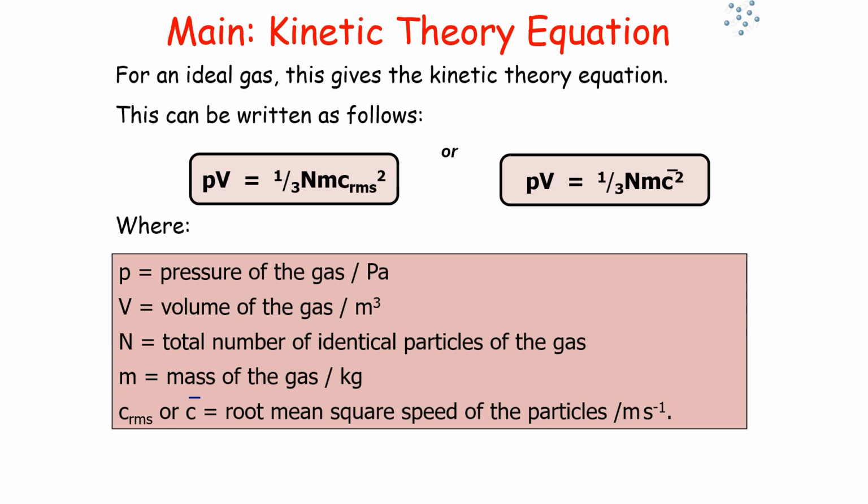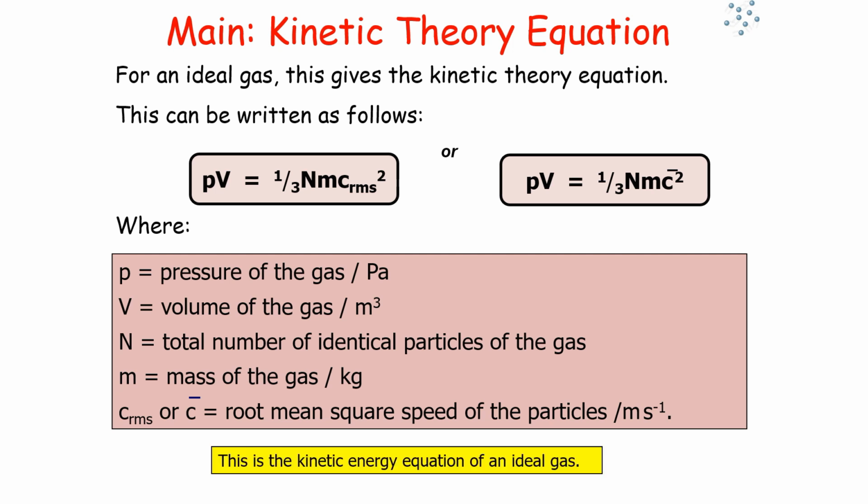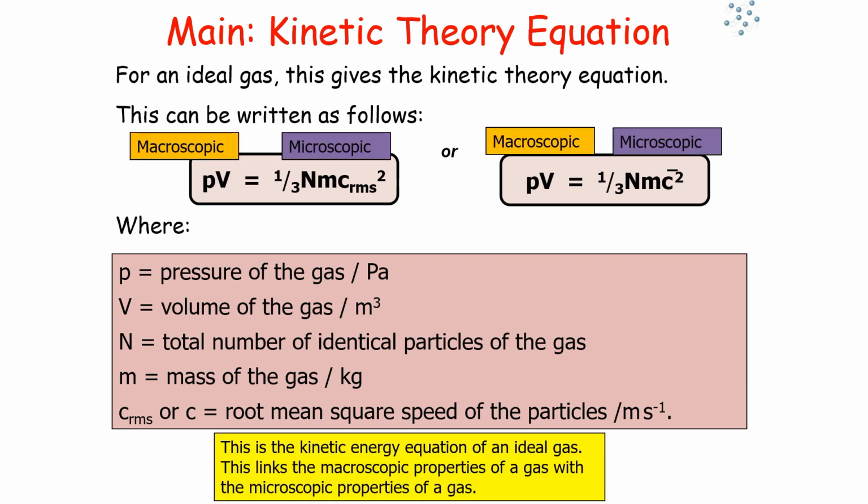m is the mass of the gas in kilograms. N is the total number of particles in the gas, and they're all identical because it's the ideal gas assumption. V is the volume of gas in meters cubed, and P is the pressure of the gas in pascals. So this is the kinetic theory equation of an ideal gas. It links the macroscopic properties of a gas with the microscopic properties of a gas. So you've got the macroscopic terms such as PV, and you've got the microscopic terms 1/3 N m c RMS squared. So it links the two concepts together.